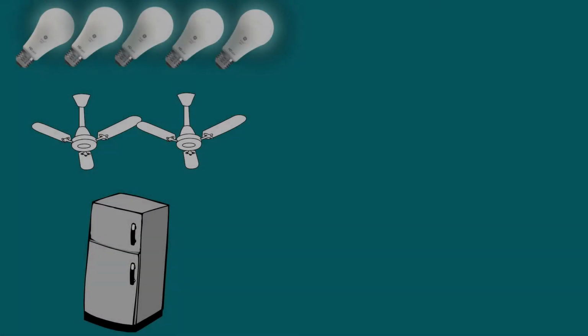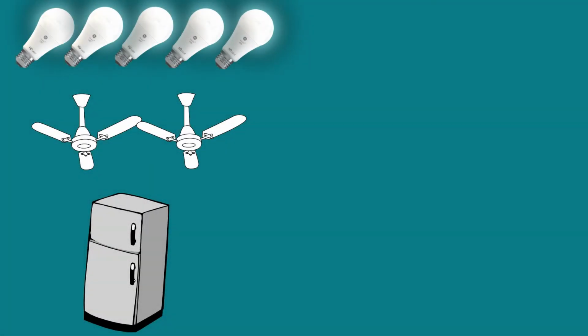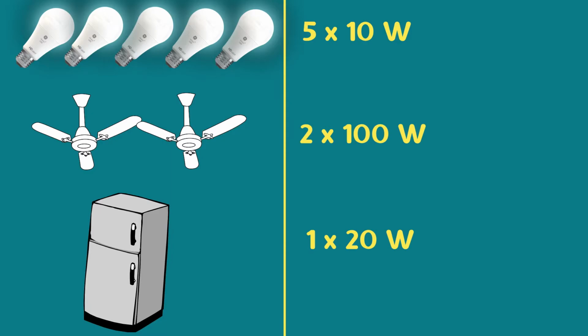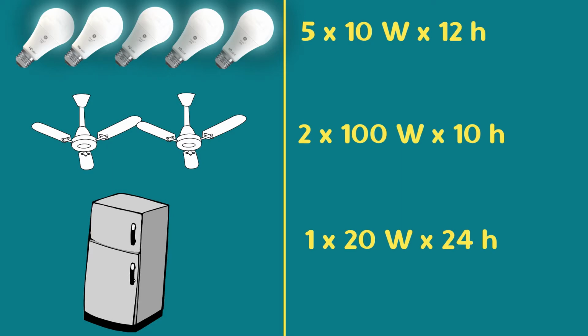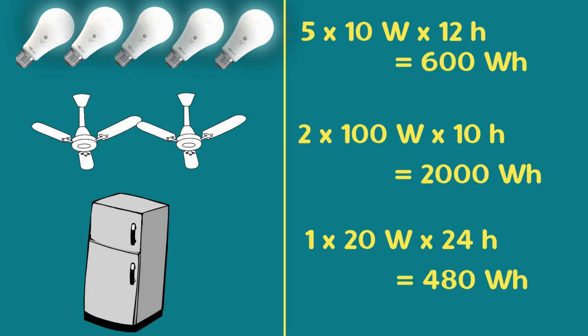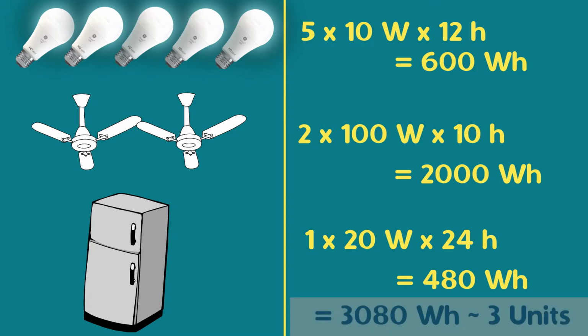If a house has 5 10 watt bulbs, 2 ceiling fans, each with wattage of 100 watts, and a refrigerator which consumes 20 watts. Assuming lights are on for 12 hours per day, ceiling fans are on for 10 hours per day, and the refrigerator is on for 24 hours each day, then total energy consumed by bulbs will be 600 watt-hour, by fans, it will be 2000 watt-hour, and by the refrigerator, it will be 480 watt-hour. Total consumption in a day will be 3080 watt-hour or 3 units.